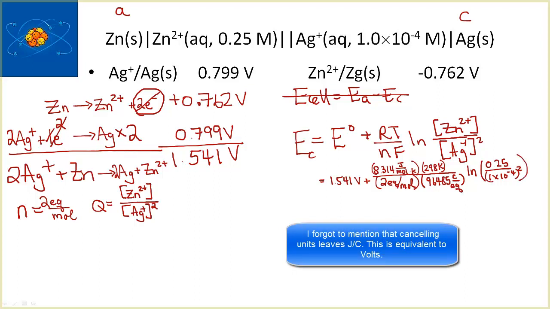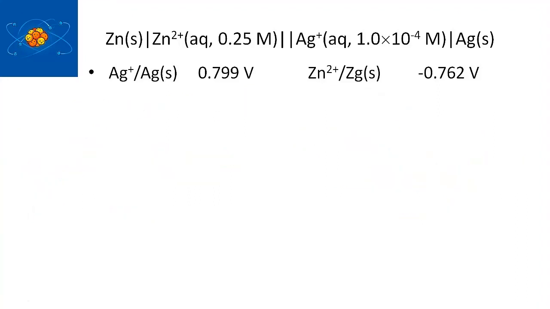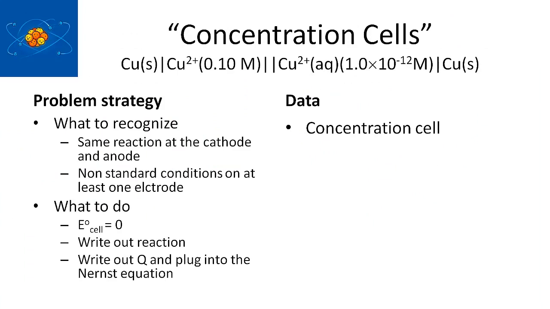Now, just to break this calculation down for you a little bit, but you don't have to do it this way, it's going to be 1.54 plus 0.2187, and that gives you 1.76 volts. That's one very common example of the Nernst equation where you have to calculate the voltage under non-standard states. This is known as a concentration cell.